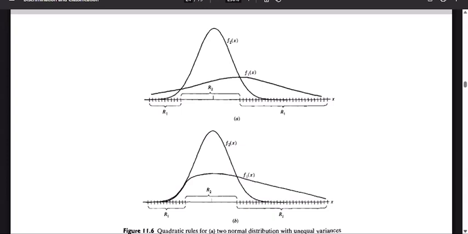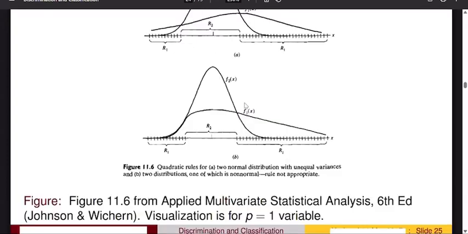But I want you to take a look at the second one. Oh my God, look at the second one. It's looking as if it's only the F2 that follows a normal distribution. If you look at the F1, that does not follow a normal distribution. And because of that, our rule of classification is not going to hold anymore.